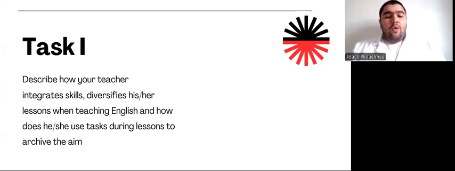And how does my teacher use a task during lessons to achieve the aim? Well, she tries to activate prior knowledge. For example, she puts images in the PowerPoint presentation, and the students have to look at the picture and answer what they see or what is happening. Also, as I mentioned before, the students have to answer explicit questions.